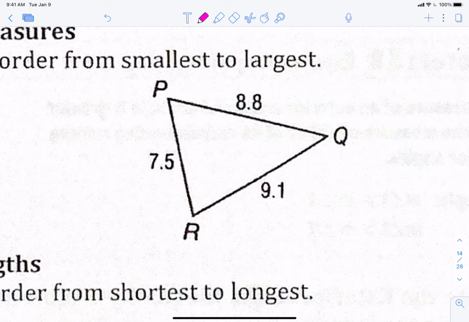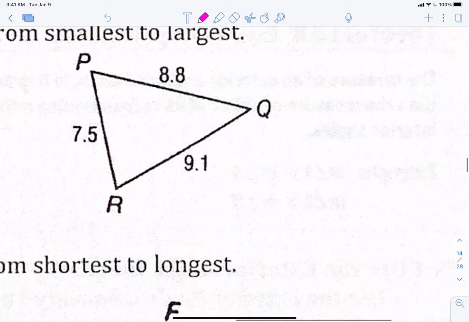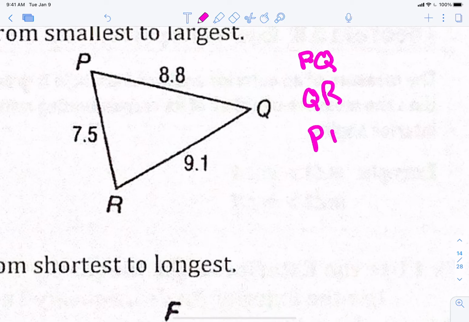Okay, in this triangle right here, look at this example. We have 3 sides. The 3 sides are PQ, QR, and RP. I like RP better. The 3 angles are P, Q, and R.